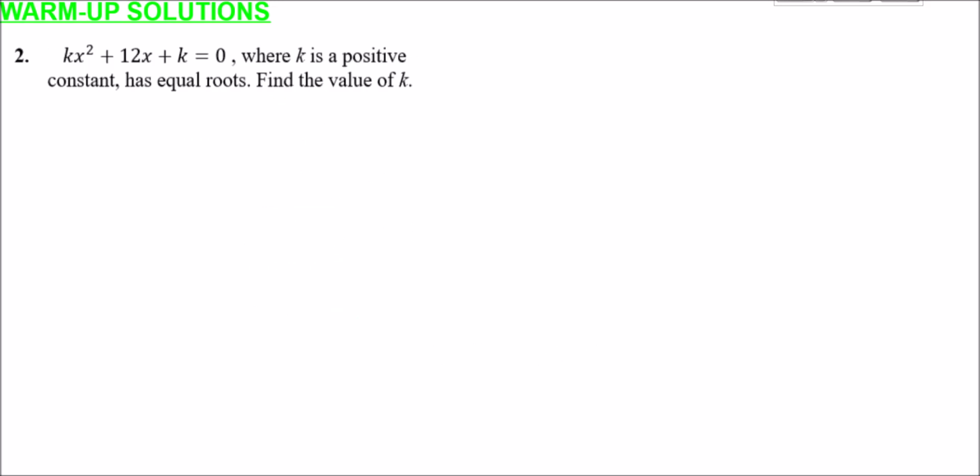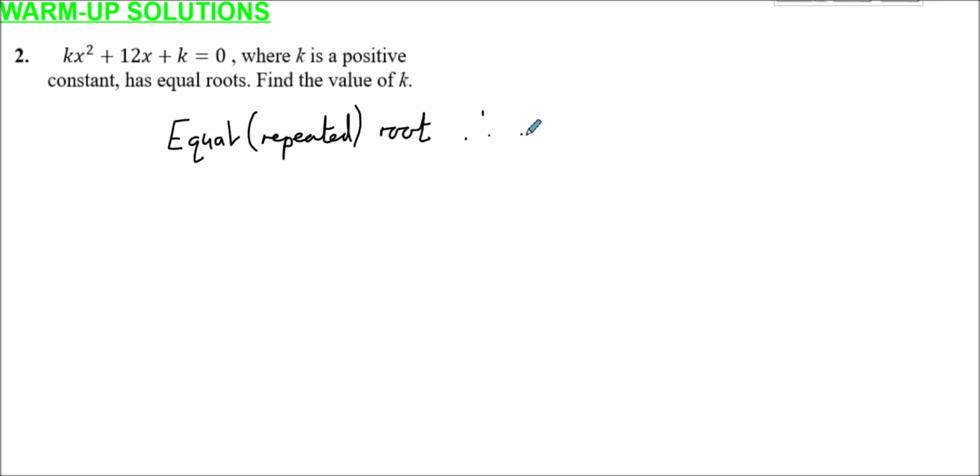Question 2. We have a discriminant type question. So k is a positive constant. This equation has equal roots. Find the value of k. So like I've mentioned, this is to do with a discriminant. So equal roots, equal by the way just means repeated root. One repeated root. So I'm going to just put in brackets what it means by equal. It means repeated root.